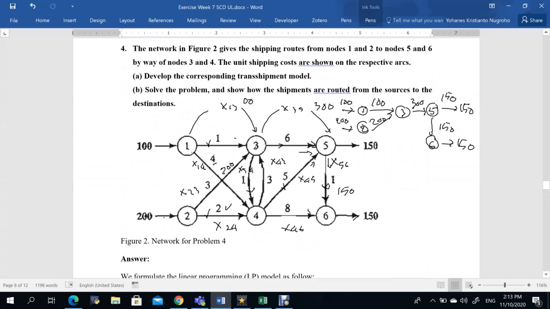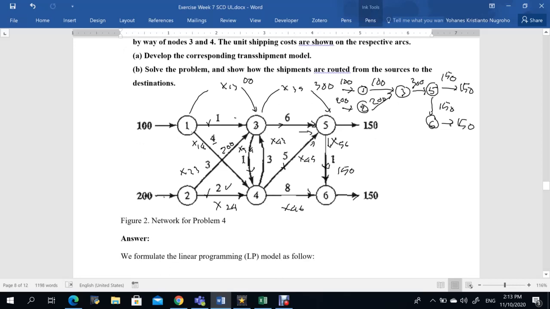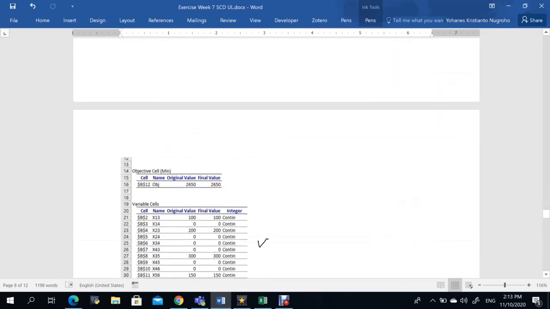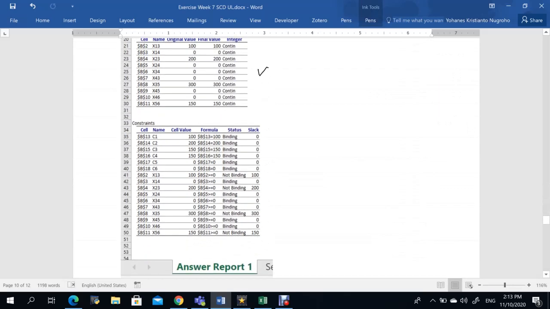X13 and X23 are not binding, meaning that the transportation of 100 and 200 is covered by the capacity of nodes number 1 and number 2 to node number 3, right? And also for the other active routes, they are not binding, okay?